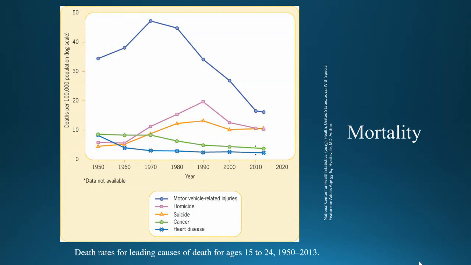And so you can also see homicide has gone down. Suicide has pretty much stayed the same, if not gone up a little bit. Cancer has gone significantly down, probably by half, although they're missing data in 2010. And then heart disease has gone down, but has remained steady since about 1980.